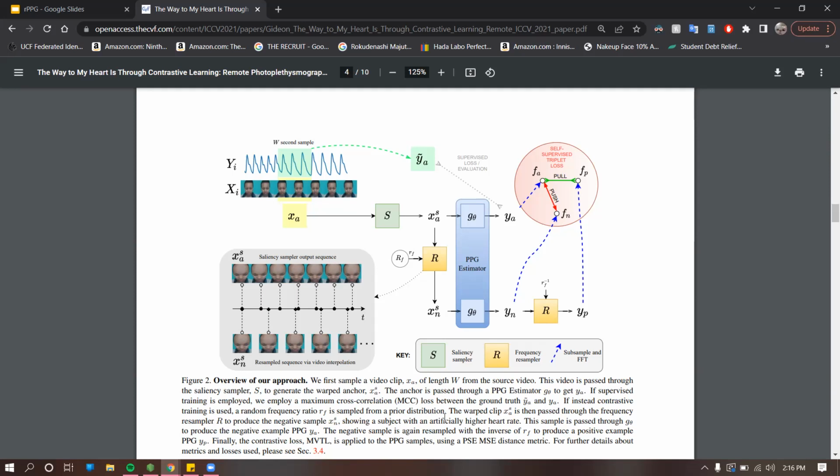So in their case, how do they do the augmentation? They use this kind of frequency resampler, maybe with the frequency as a metric to determine whether it is a positive pair or a negative pair. Then you can use the contrastive loss to constrain the learning problem. I hope this clarifies a little bit. Does that help? Okay, is there any other questions?